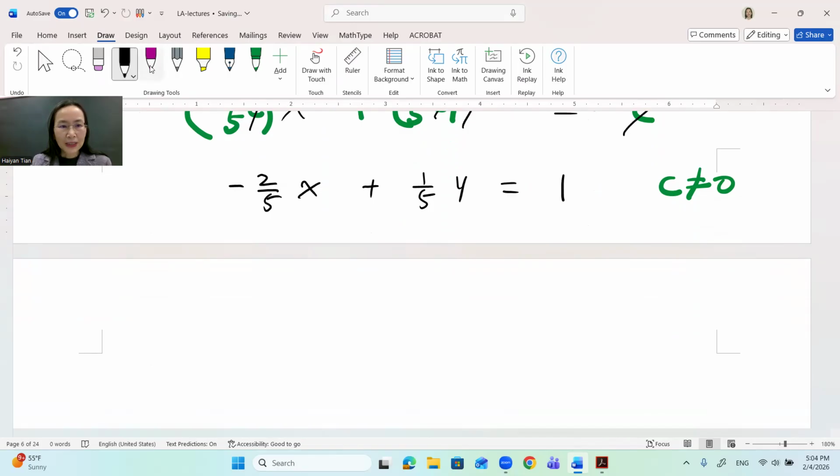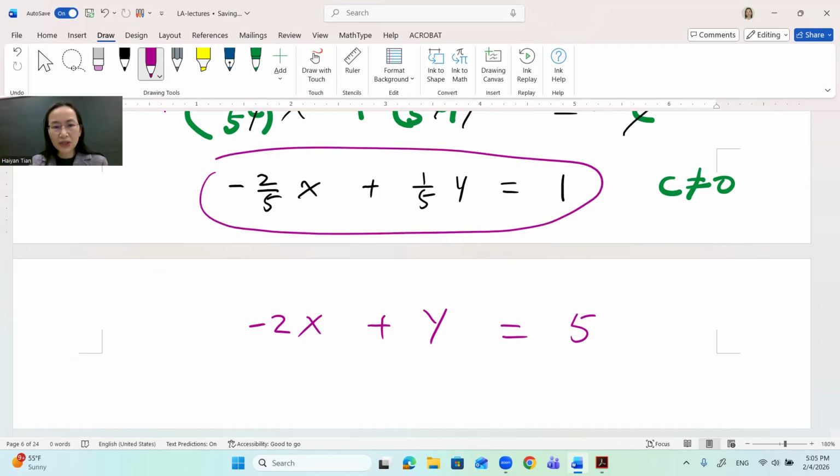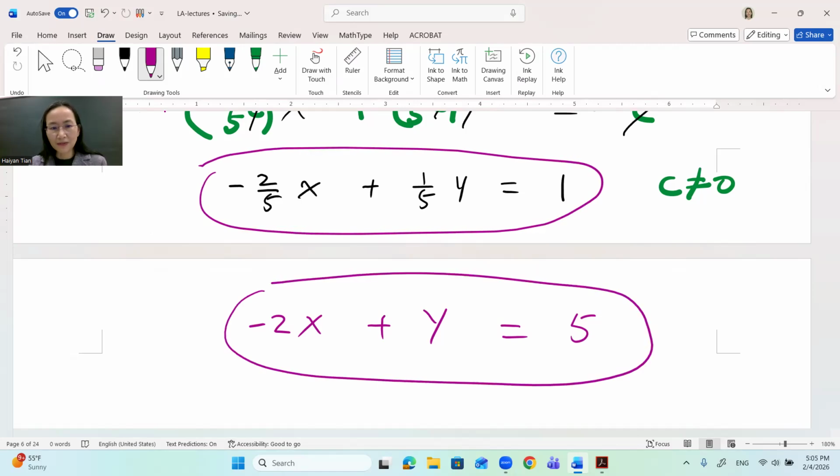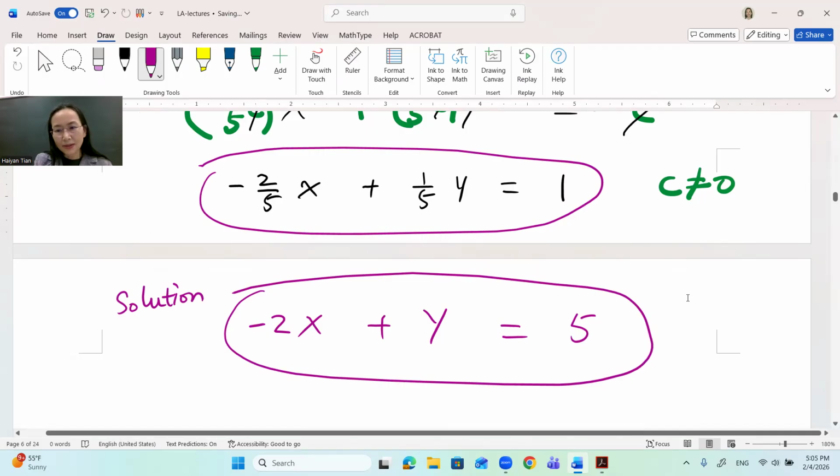The left side times 5 is -2x, 5 times 1/5 is 1 times y, and 1 times 5 is 5. So this straight line equation is the same as this, right? They're equivalent. So we finally found the equation of the line that will pass through all 3 given points.